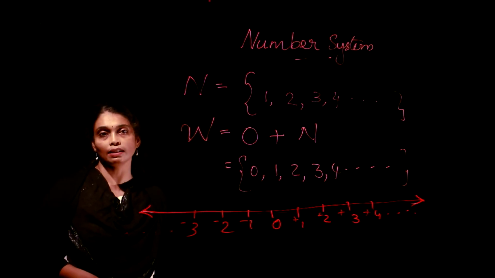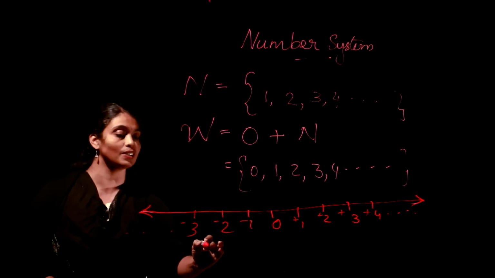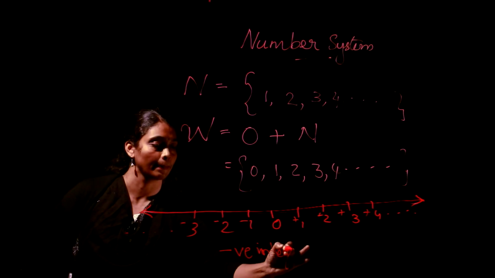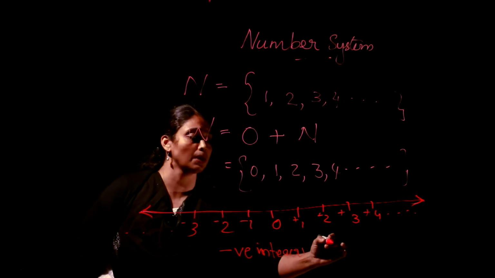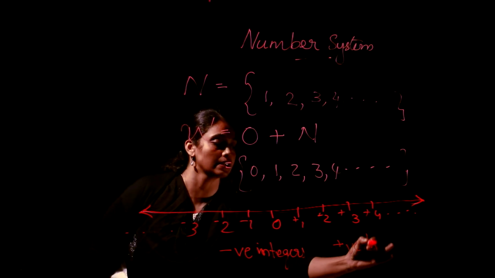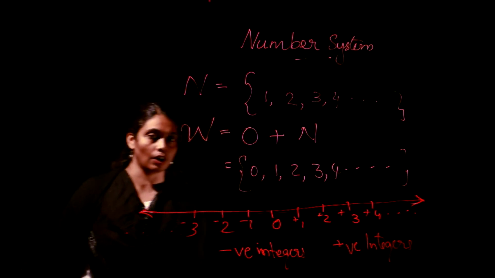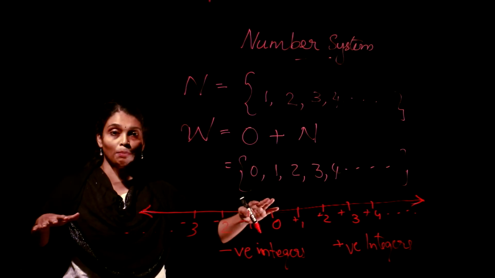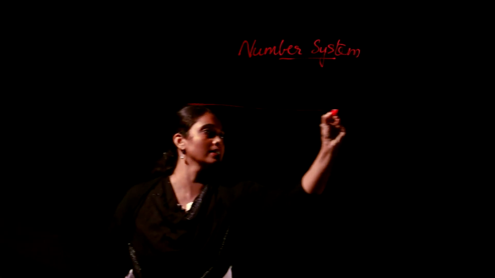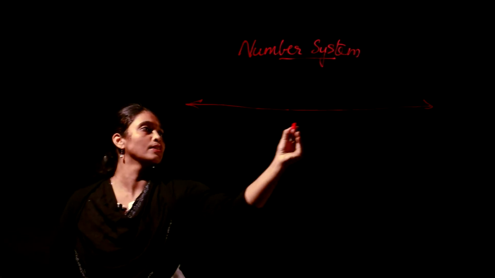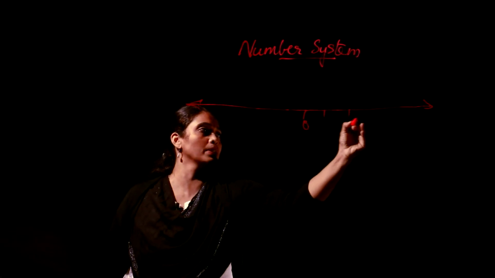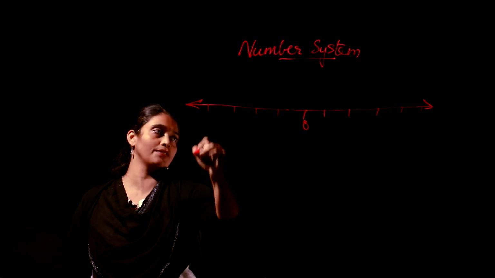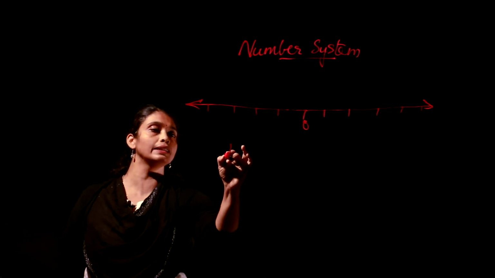It also goes to infinity, and we call these negative integers. And positive numbers are called positive integers. On either side of 0, positive integers and negative integers are placed on a number line. So, in the family of integers, we have 0, positive numbers to the right of 0 and negative numbers to the left of 0. Together we call them integers.